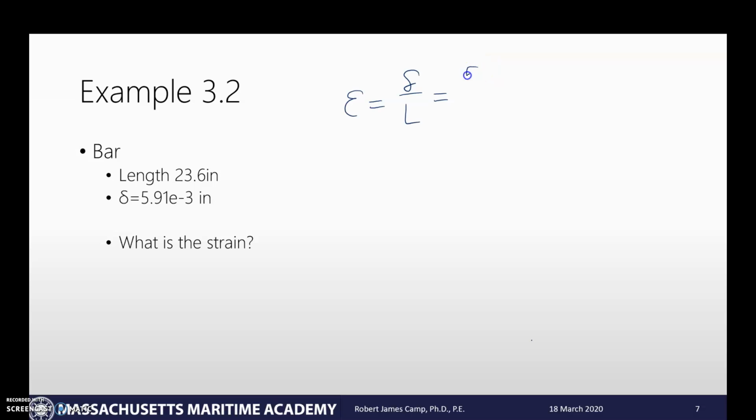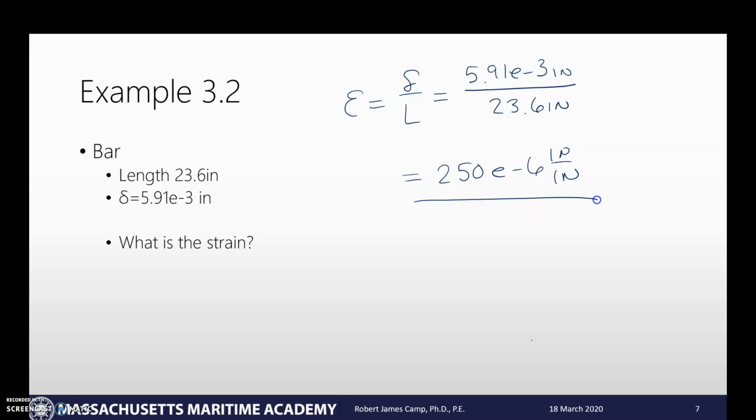Our deformation is 5.91 times 10 to the negative third inches, dividing it by the length of 23.6 inches. And so if I bash all those numbers out in my calculator, I get 250 times 10 to the negative 6 inch per inch. So if you did example 3.1, you'll probably notice something.